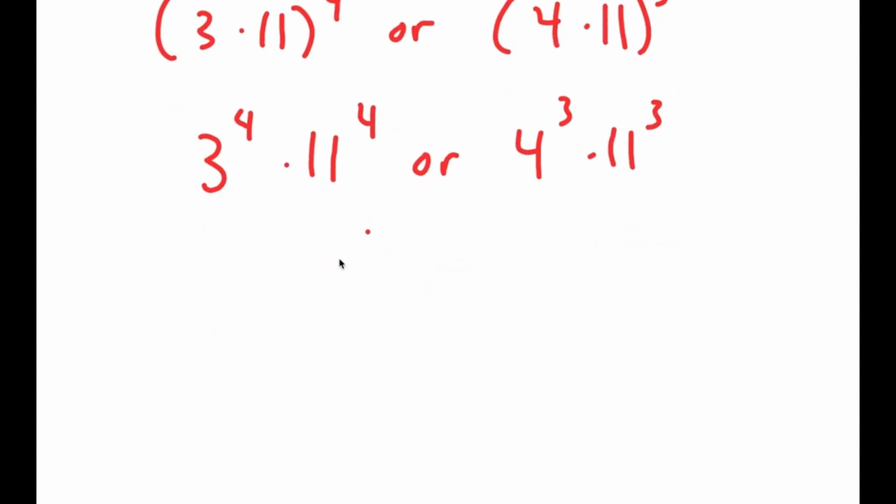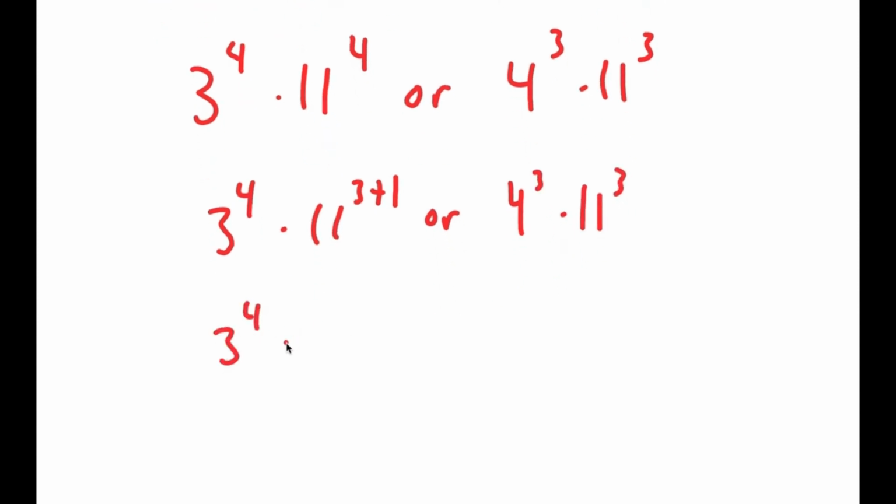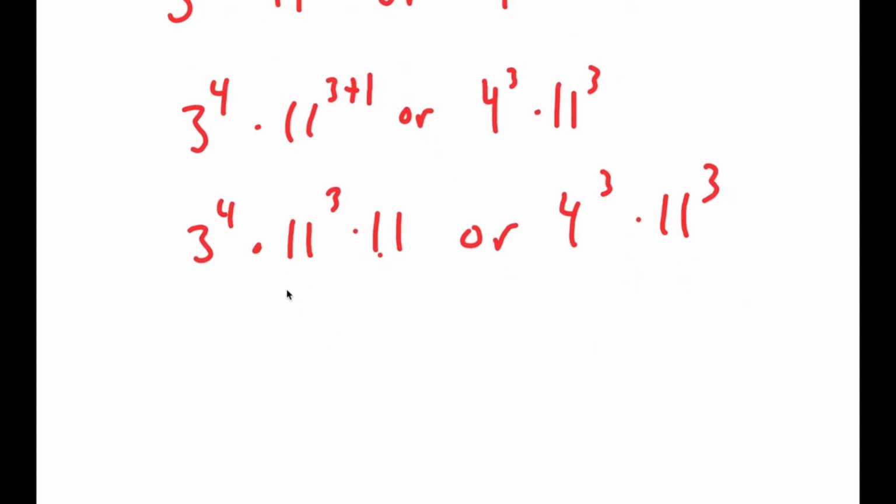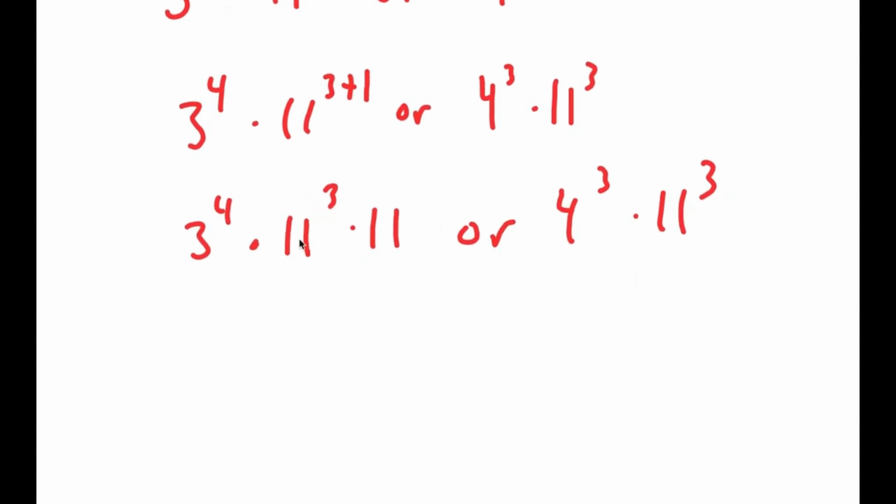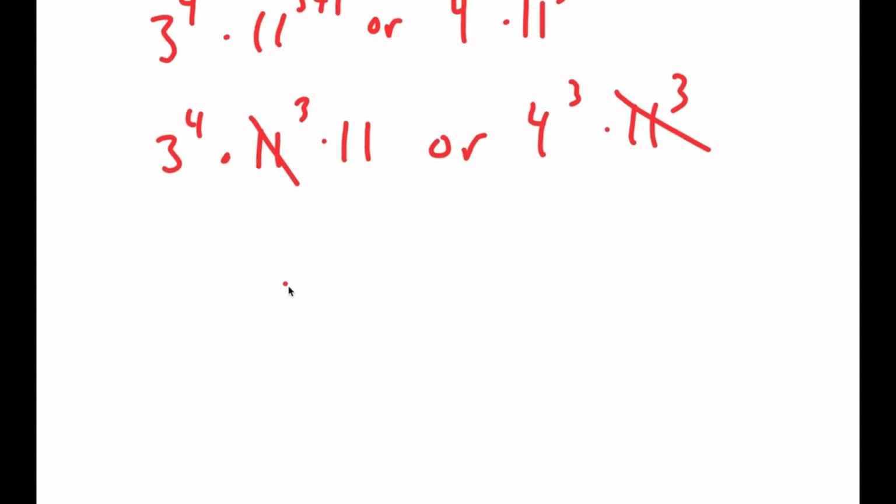Now, 11 to the power of 4, I'm going to rewrite as 11 to the power of 3 plus 1. So now I get 3 to the power of 4 times 11 to the power of 3 times 11, because 11 to the power of 3 plus 1 is equal to 11 to the power of 3 times 11. Or I still have 4 to the power of 3 times 11 to the power of 3. And now we see that 11 to the power of 3 is present in both of these, so we can just cancel it out because it's there for both terms.